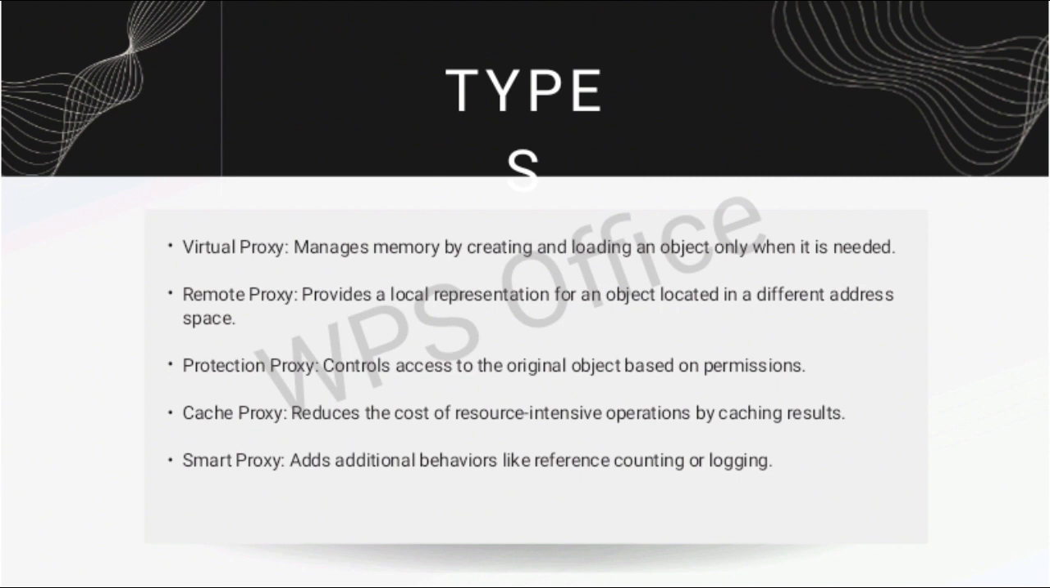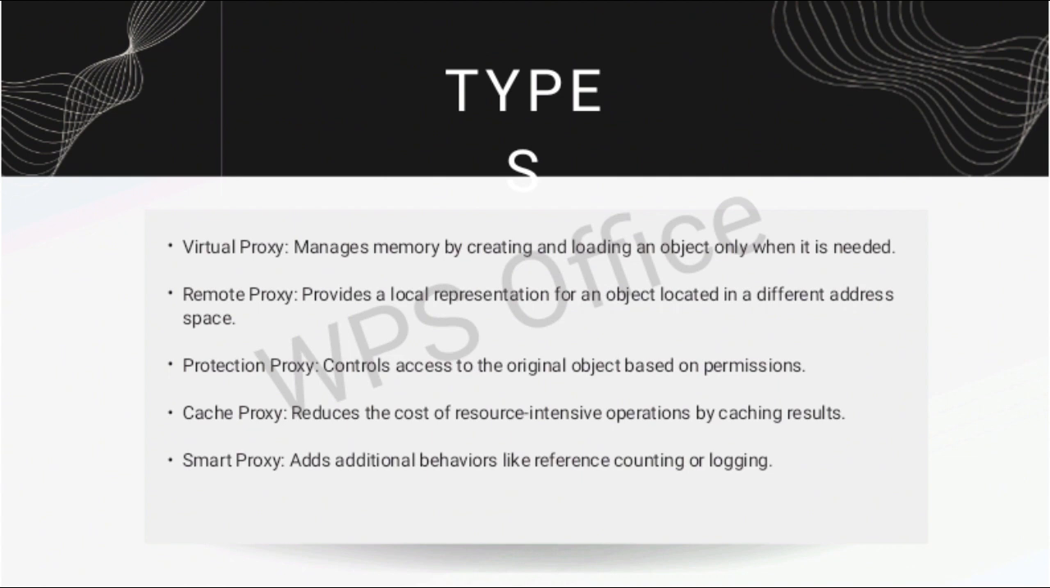Let me make it clearer for you. The virtual proxy is a type that manages memory by creating and loading an object only when it is needed, which is useful for resource heavy objects. Meanwhile, a remote proxy provides a local representation of an object that resides in a different address space, typically used in networked applications.